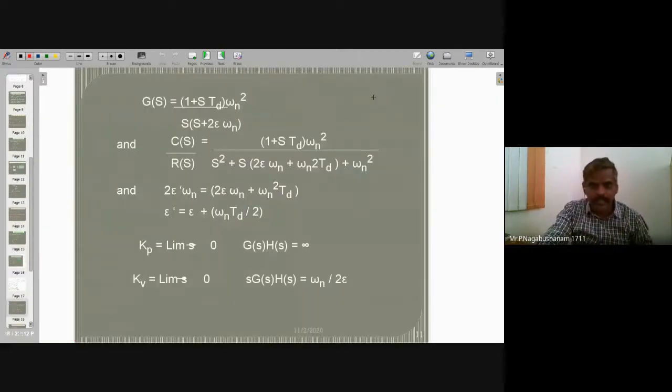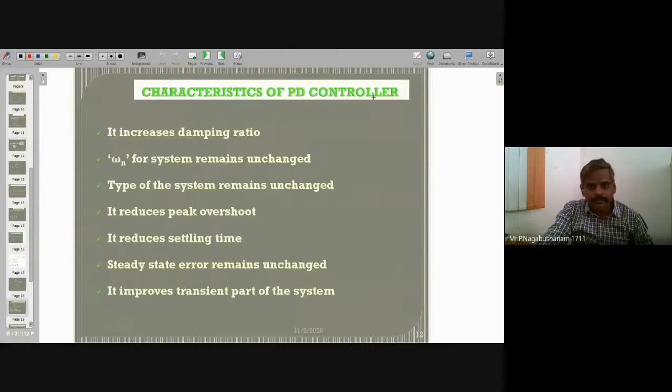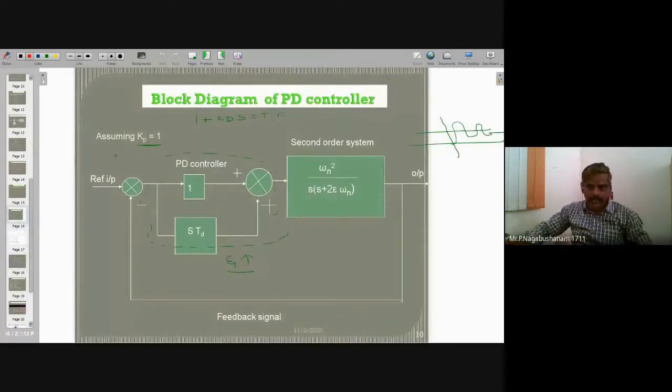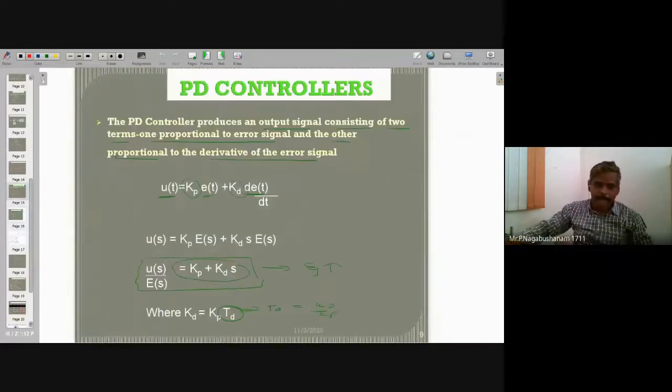Already I told, if it is a PD controller, its transfer function is Kp plus Kd into s. P means proportional plus a derivative of the error signal. A PD controller produces an output signal consisting of two terms. One is proportional to the error signal. The other is proportional to the derivative of the error signal.